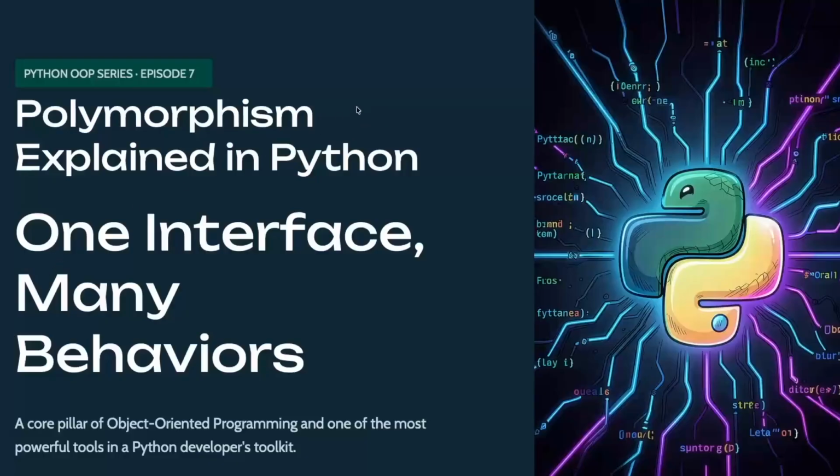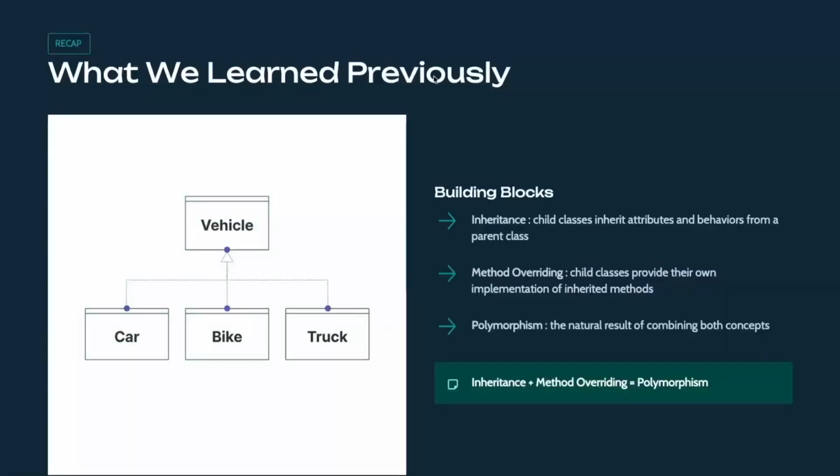So let's get started. Before we talk about polymorphism, let's quickly recap what we've learned so far. Inheritance allows child classes to inherit attributes and methods from their parent classes. Method overriding allows a child class to provide its own implementation of an inherited method. When we combine inheritance and method overriding together, we get polymorphism. You can think of it like this. Inheritance creates the relationship, and method overriding creates different behaviors. Polymorphism allows us to use those different behaviors through a common interface. Keep that idea in mind because everything in this video builds on it.